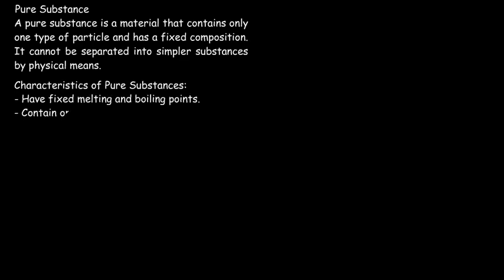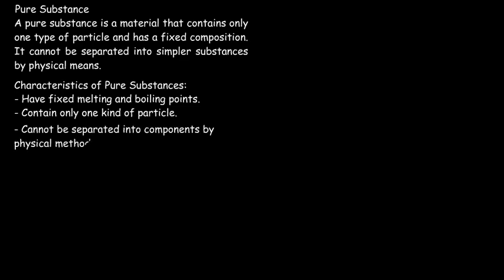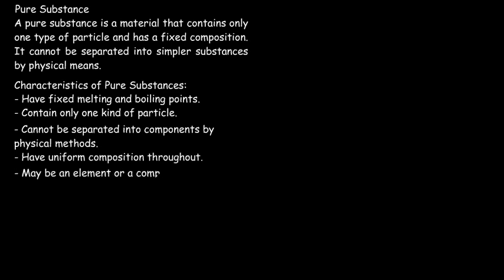Now, what are the characteristics of pure substances? 1. It has fixed melting and boiling point. 2. Contains only one kind of particle. It cannot be separated into components by physical methods, has uniform composition throughout, and may be an element or a compound.